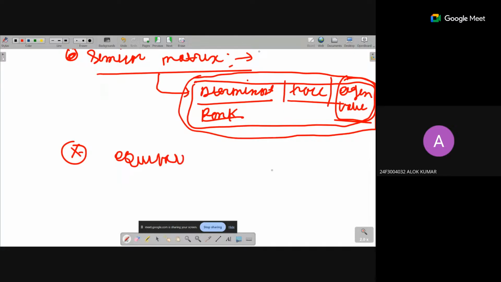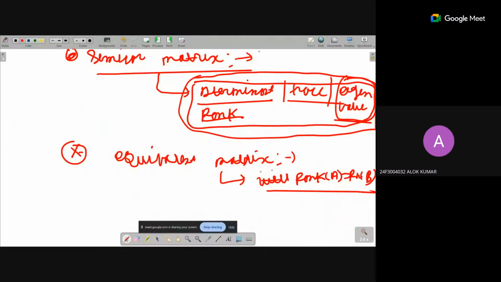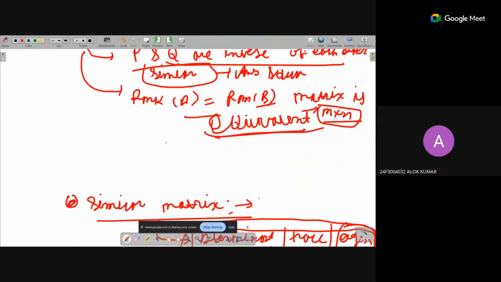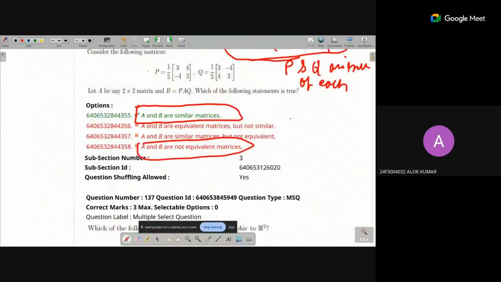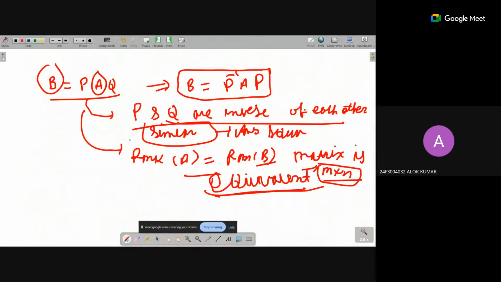And what about equivalent matrices? If the ranks of two matrices are the same, then we can say these two matrices are equivalent. So this is a condition: if two matrices have the same rank, then they will be equivalent matrices. This is not just a property, it is a condition. Okay, so I hope equivalent and similar are clear.